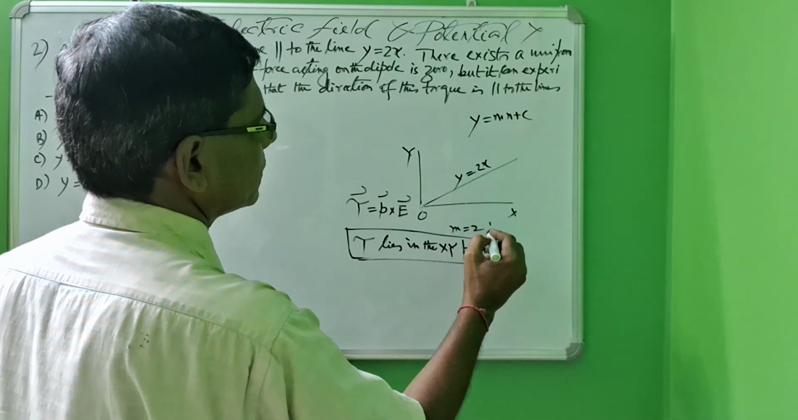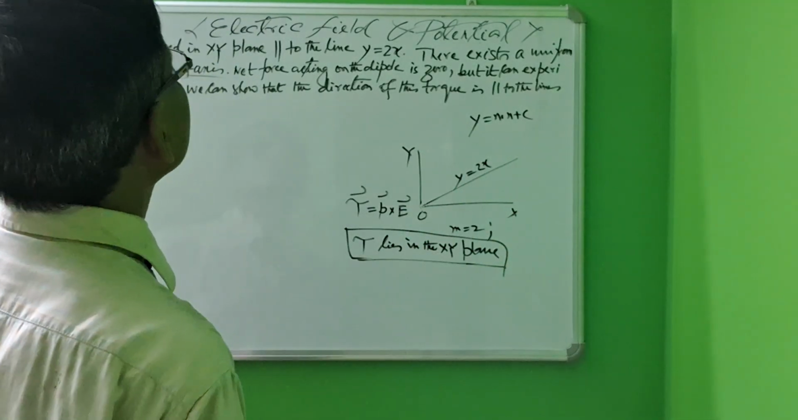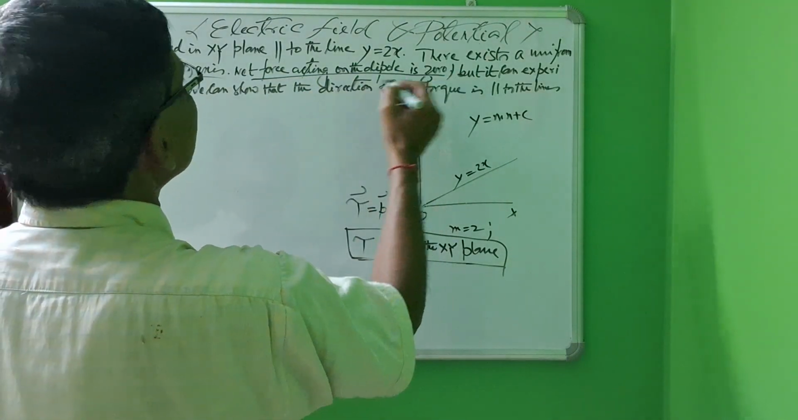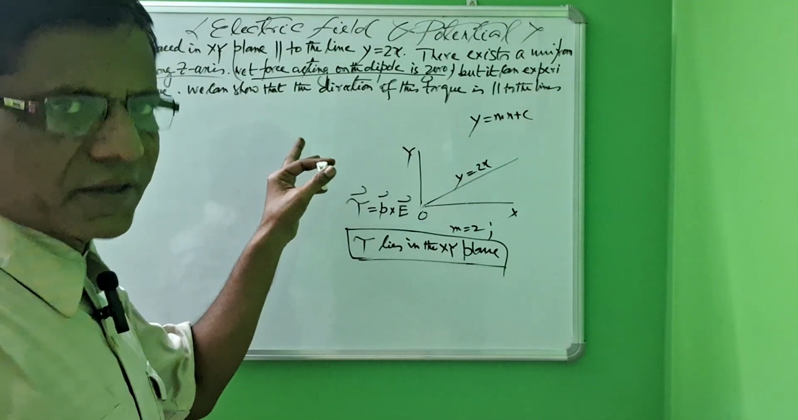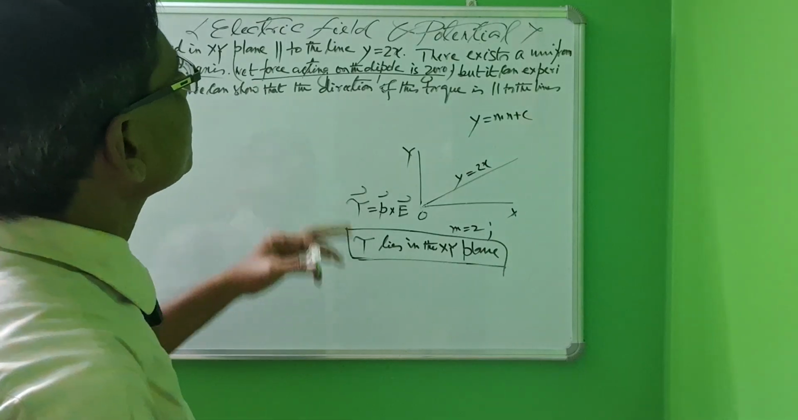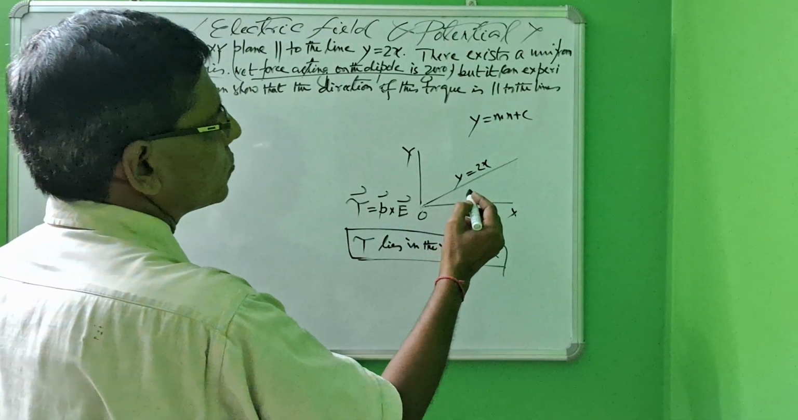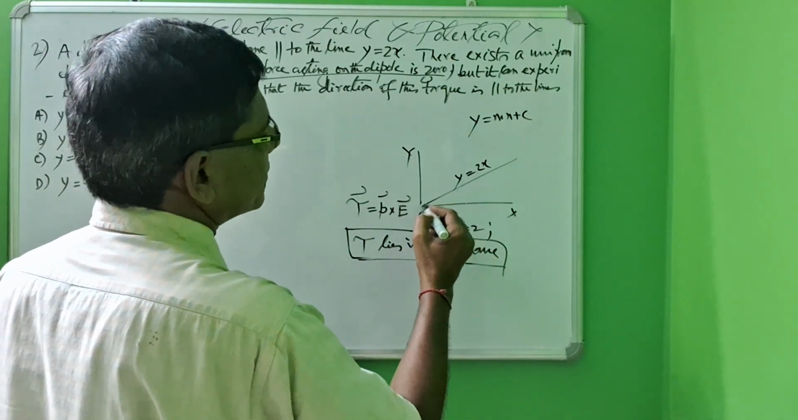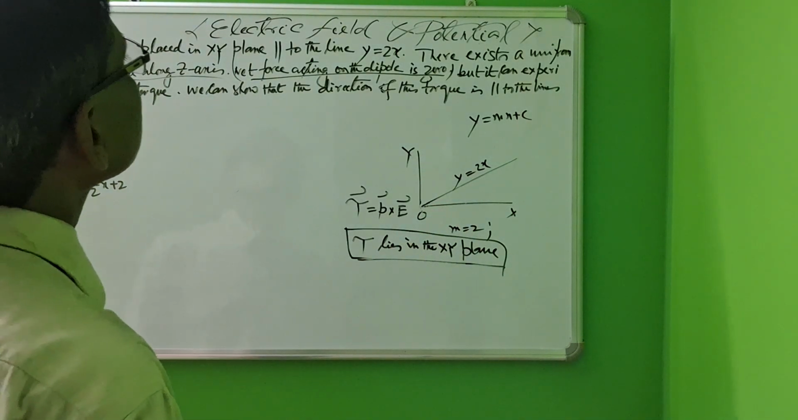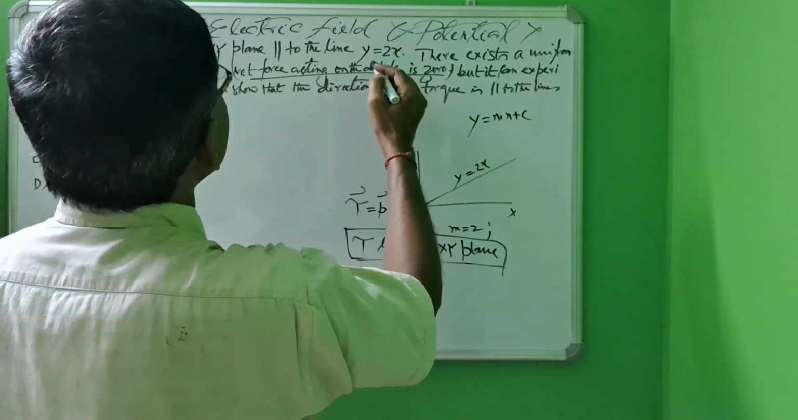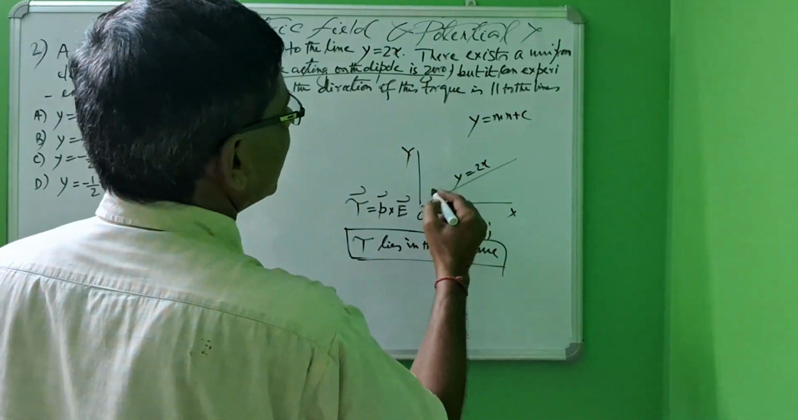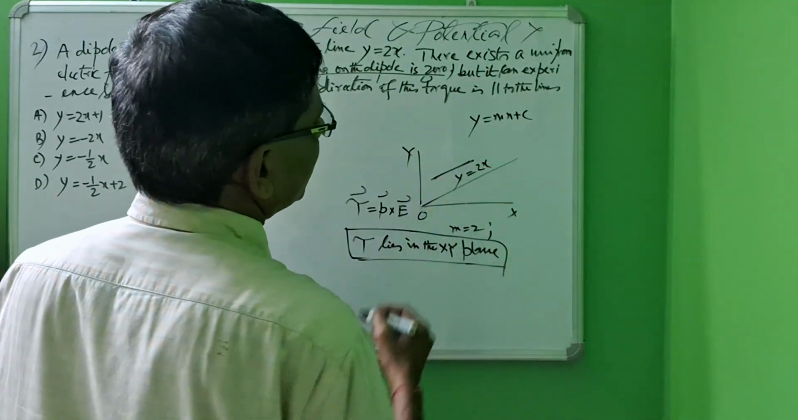Net force acting on the dipole is 0. It is not taken for granted here, but it can experience a torque. So we can show that it experiences a torque. So y equals twice x, and the dipole is parallel to y equals twice x. The dipole is present in this way.